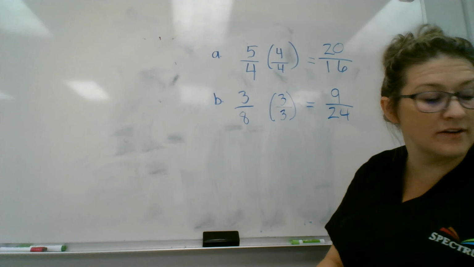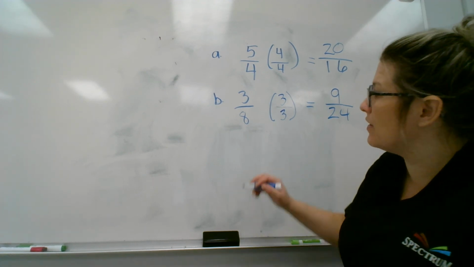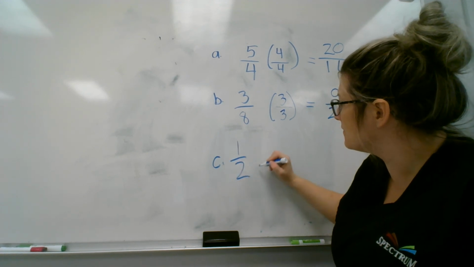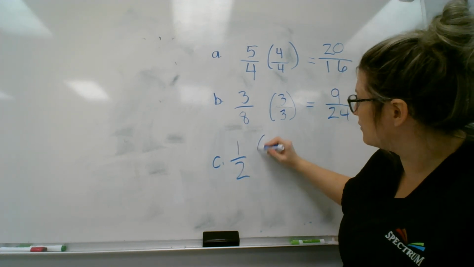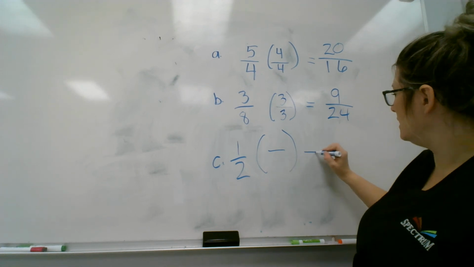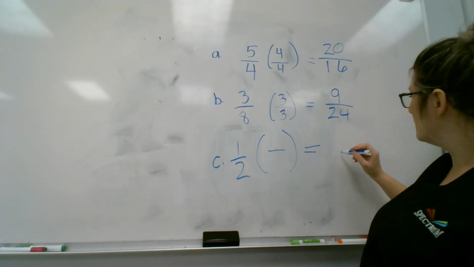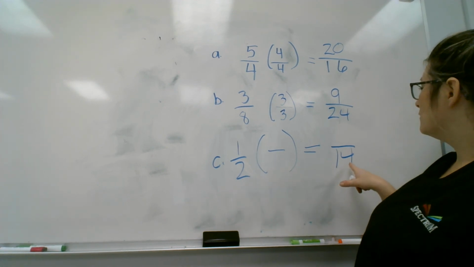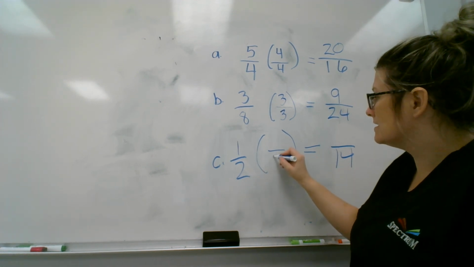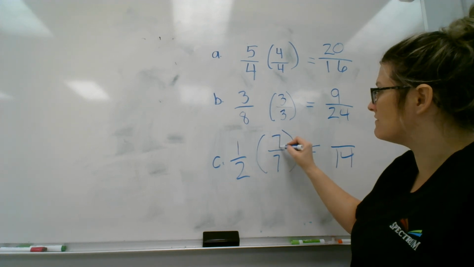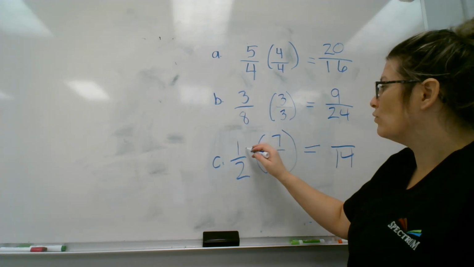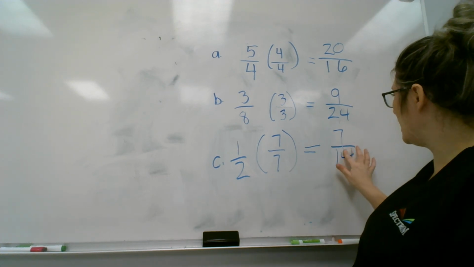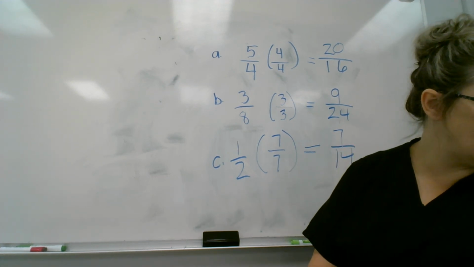Let's do C together, and then I'll have you work D and E on your own. Problem C. 1/2, parentheses, equals 14. So I know I have to work the bottom. 14 divided by 2 is 7. Now I have to put a 7 on the top. 1 times 7 is 7. Want you guys to go ahead and try D and E on your own.